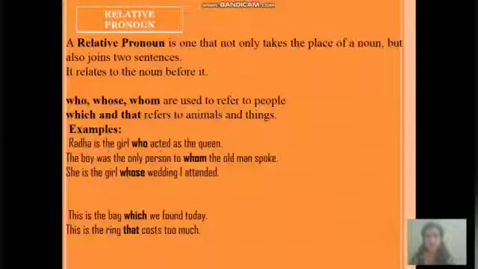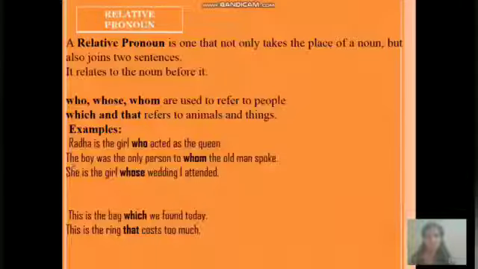Radha is a girl who acted as a queen. So who is a relative pronoun here. And which is the noun that it relates to? It relates to the noun, the girl. Who is the girl here? Radha. And I told you that you will use the relative pronoun who when it refers to a person. So girl here is Radha, she is a person.